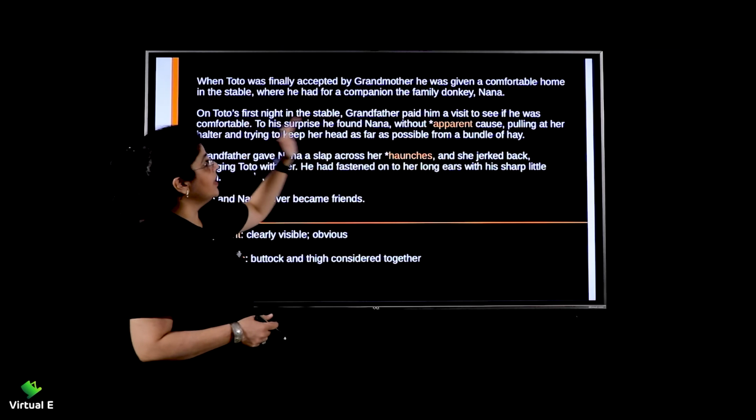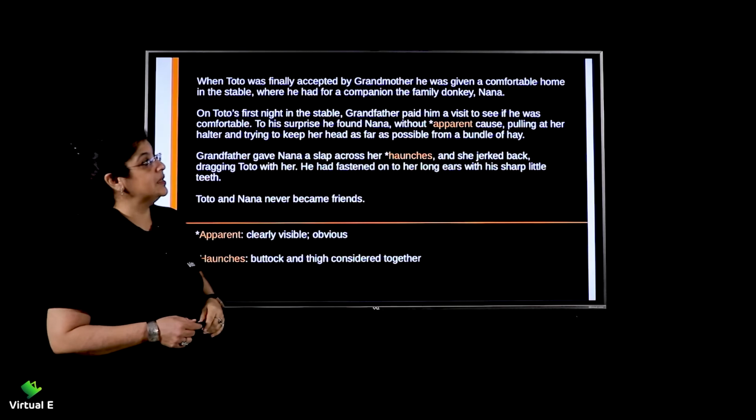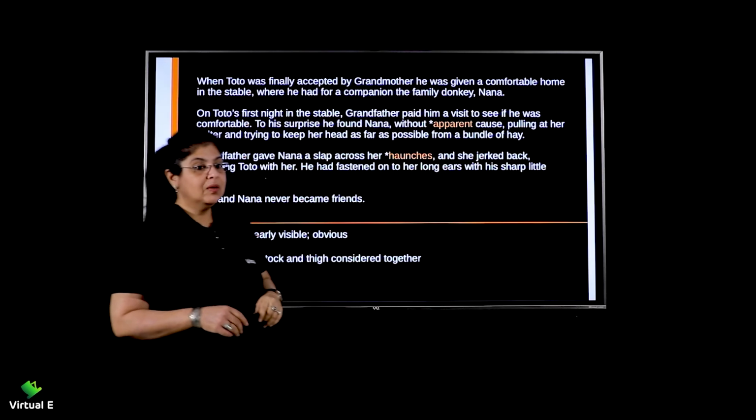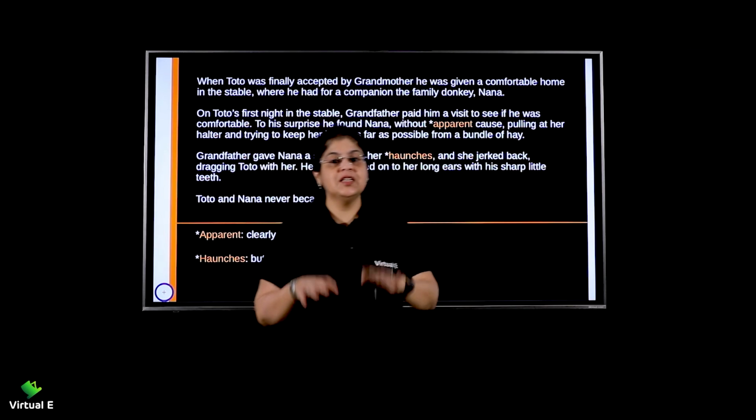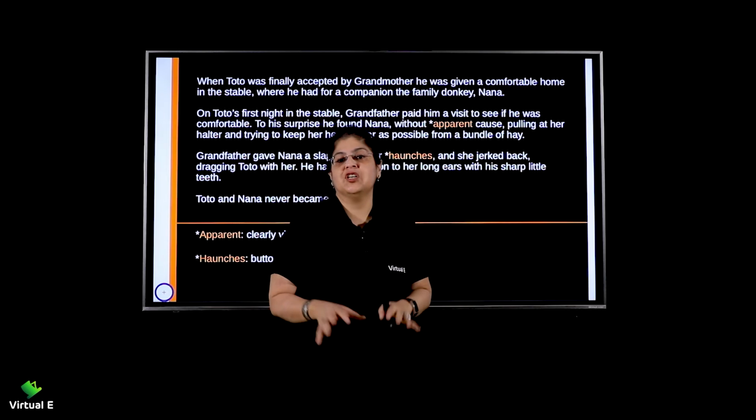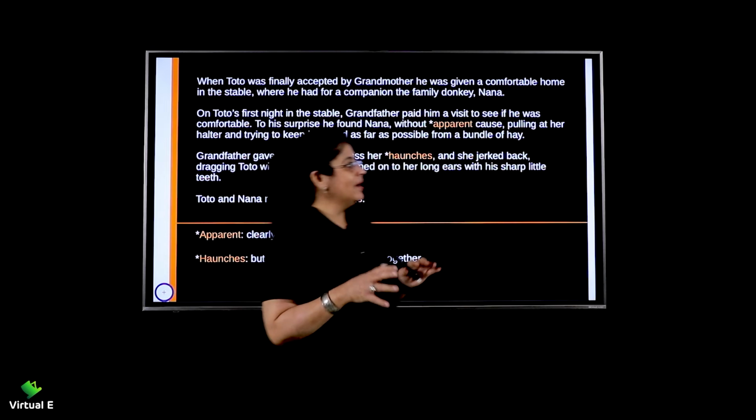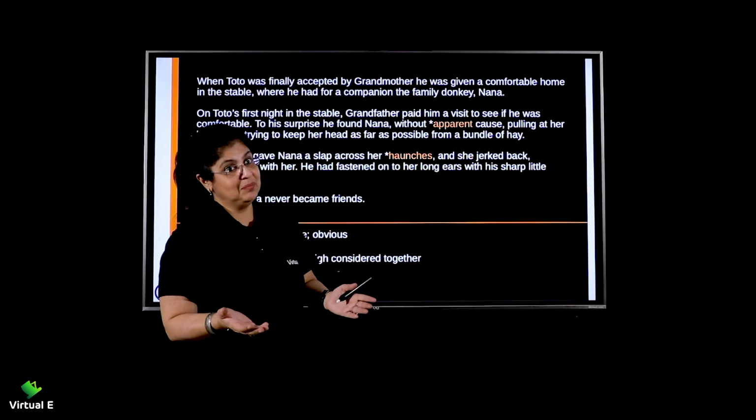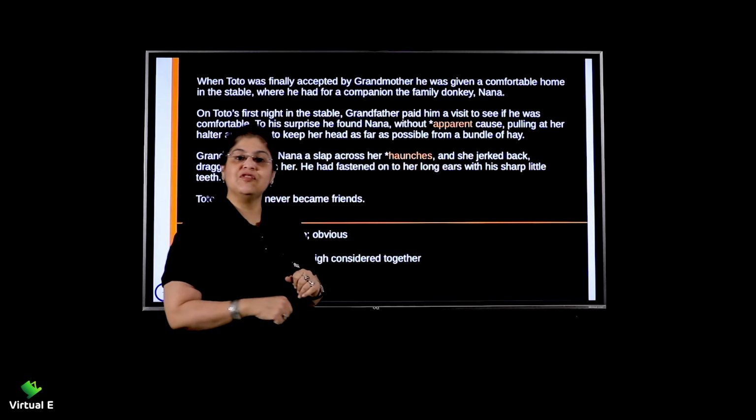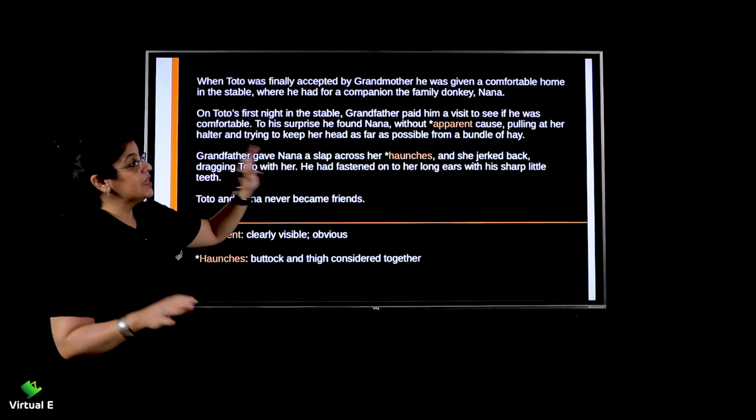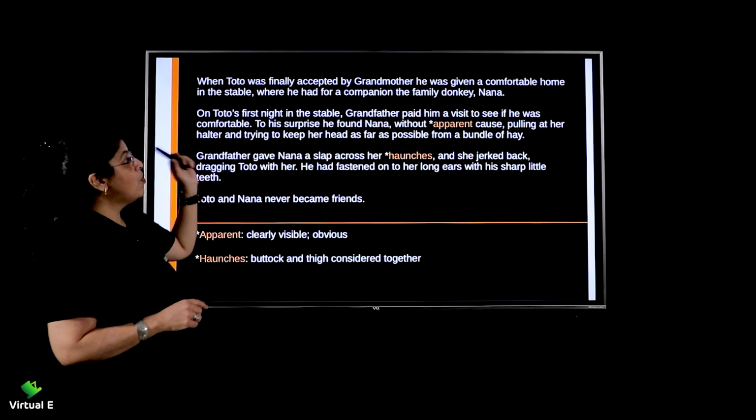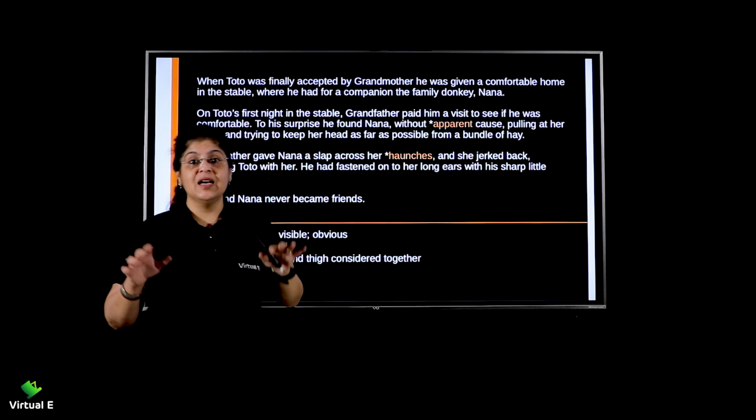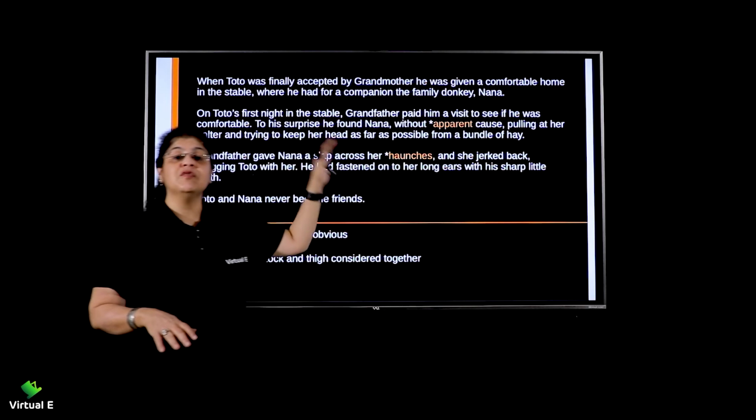When Toto was finally accepted by grandmother, he was given a comfortable home in the stable. Well, I'm sure grandfather must have bribed her. I'm sure he bribed her. Yeah? And then somehow he convinced her, and it was a yes from her side. So finally he was given a comfortable home in the stable where he had for a companion the family donkey Nana. Nana was the name of the family donkey.